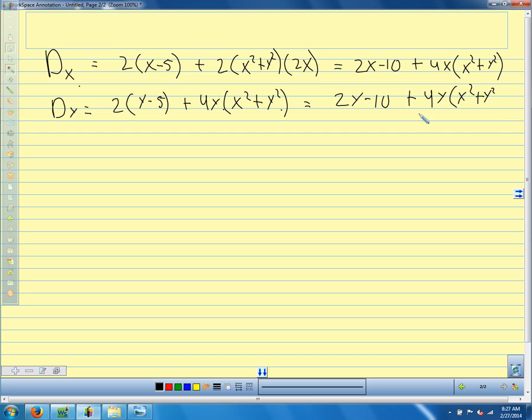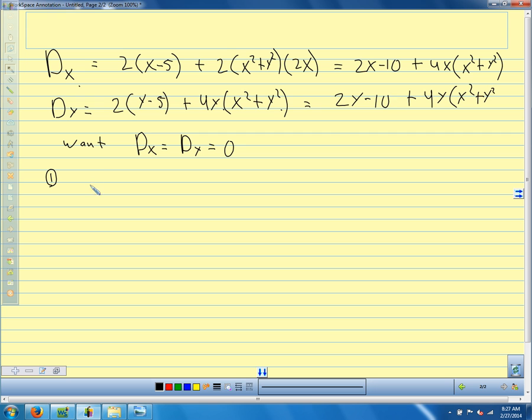So we're going to set each of these equal to 0. So we want the partial with respect to x equals 0, and the partial with respect to y equals 0. When I set these equal to 0, I get a system of equations, and I'm going to call this equation 1.